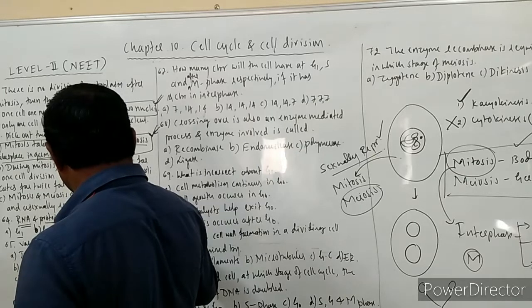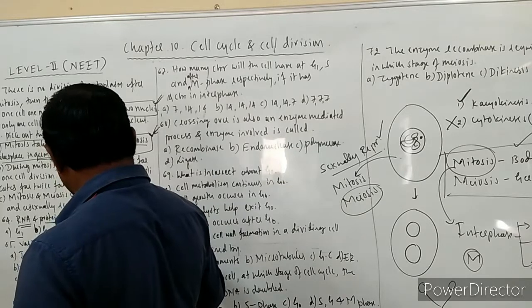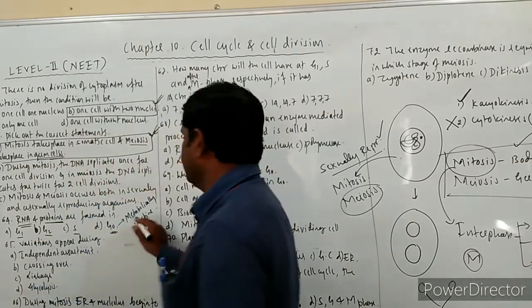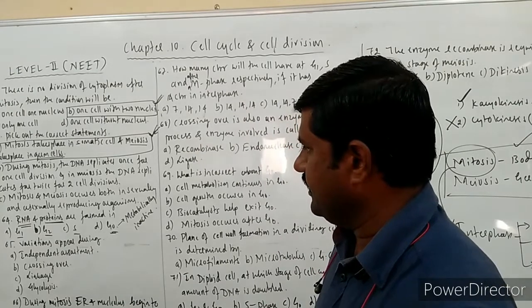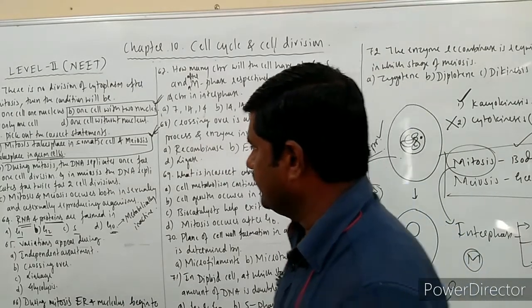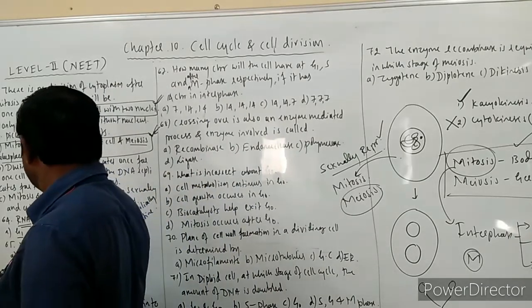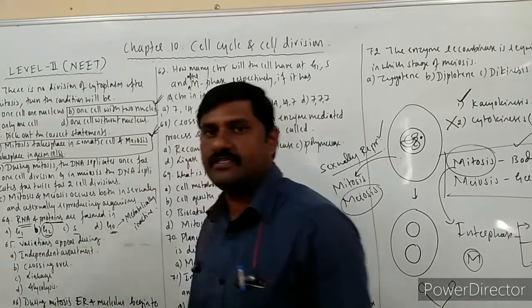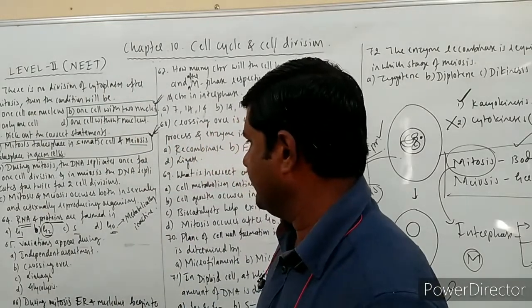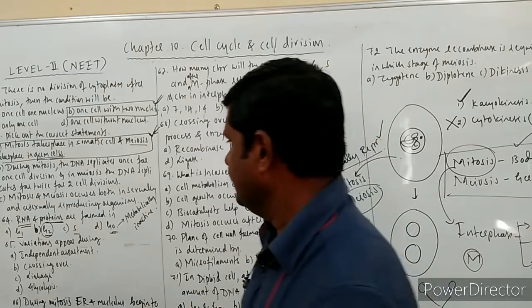Metabolically inactive, right? So the cell will be metabolically inactive here. The synthesis of RNA as well as the proteins required for the cell which is going to get ready for cell division takes place during G2 phase, right?